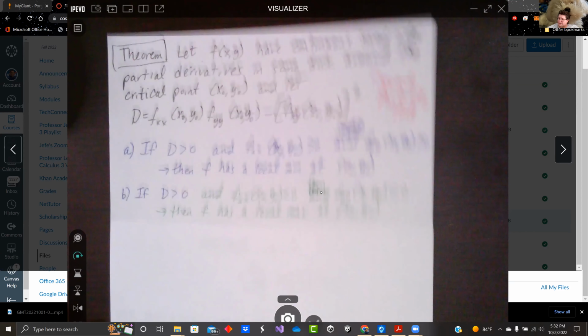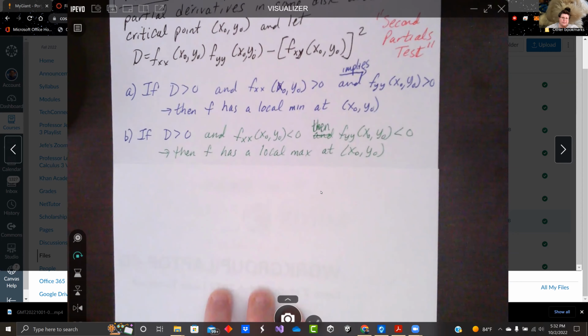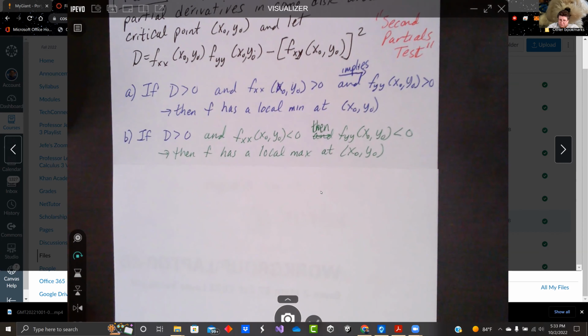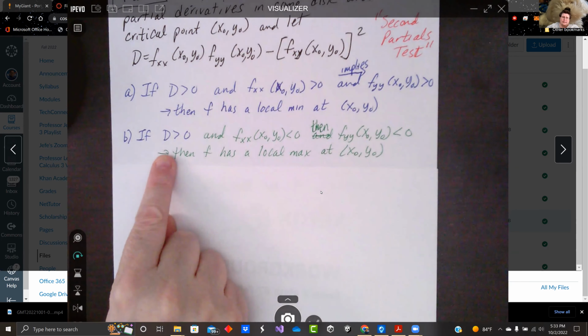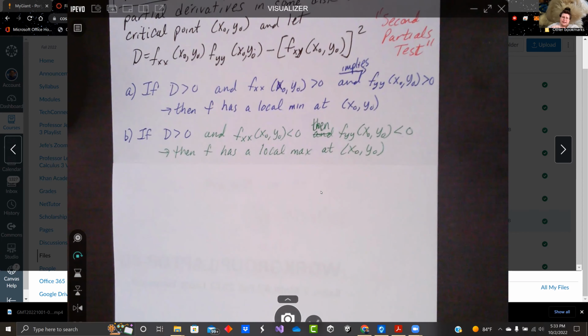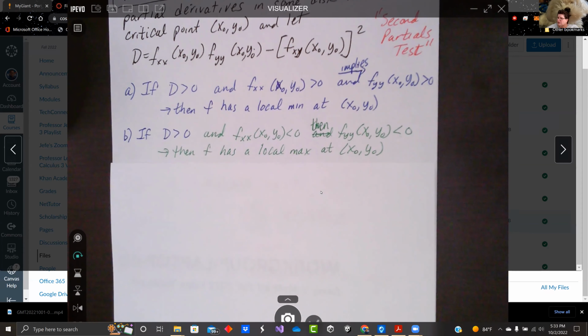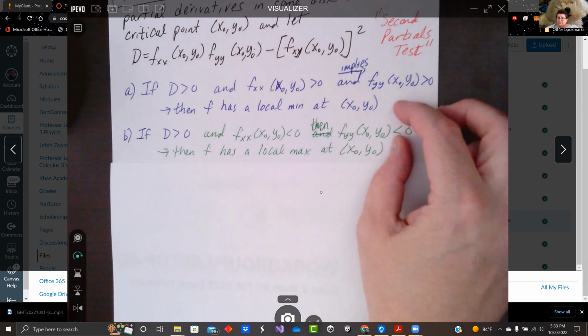Also, if D is greater than 0 and the second derivative with respect to x is negative, then the second derivative with respect to y has to be negative also. That's the only way we're going to get a positive D, which means it's concave down there and we have a local max. Those are our only ways to get maximums and minimums.